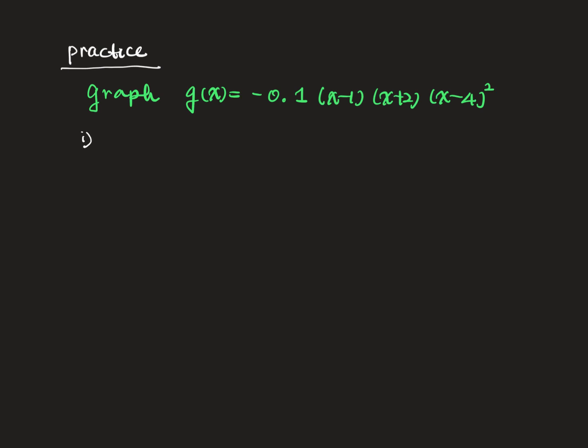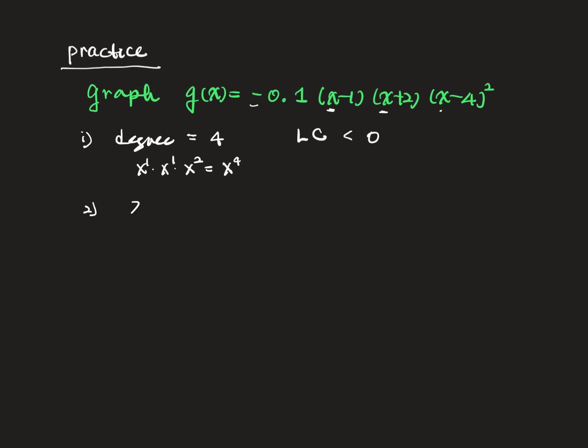First one is the degree and leading coefficient. Let's come back to the degree later, guys, okay? This one, the leading coefficient is negative 0.1, so that's gonna be negative. For the degree, you see here is x, here is x, here is x squared. So the degree is 1, 1, 2. Add together, degree 4. But you can use multiplicity later.